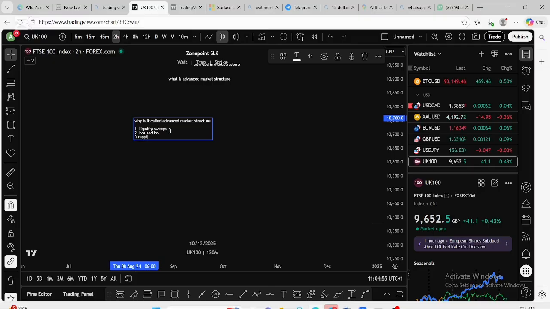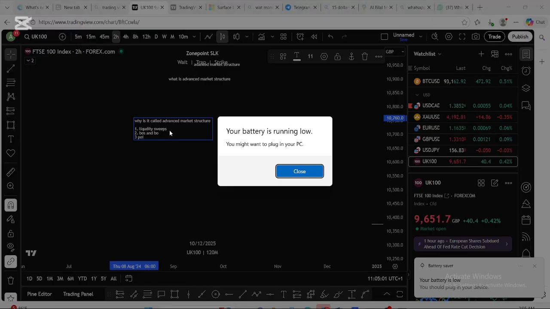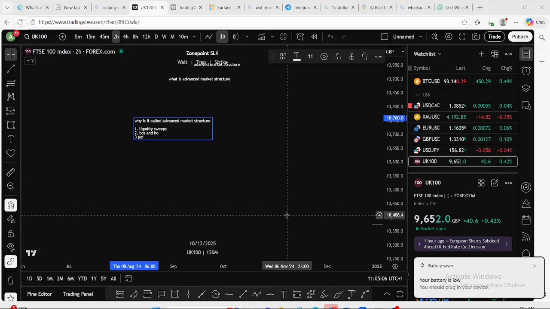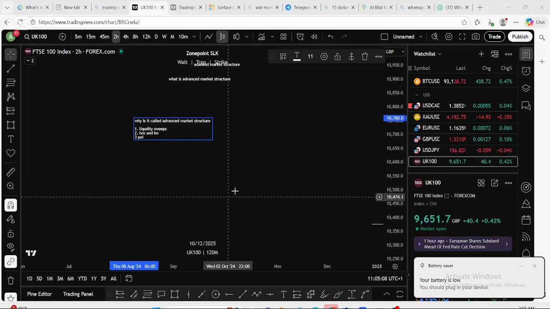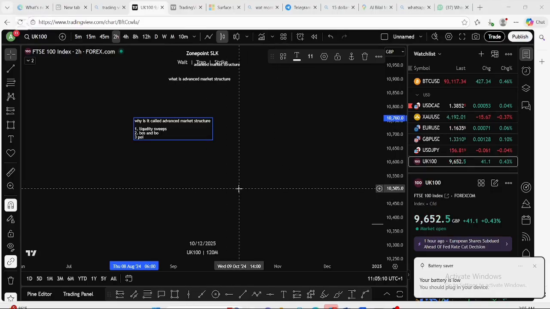Three is supply and demand level, which is called point of interest. So your point of interest can be... hey, my battery is low, I'll be ending this live soon. I'll be stopping in this advanced market structure for now.